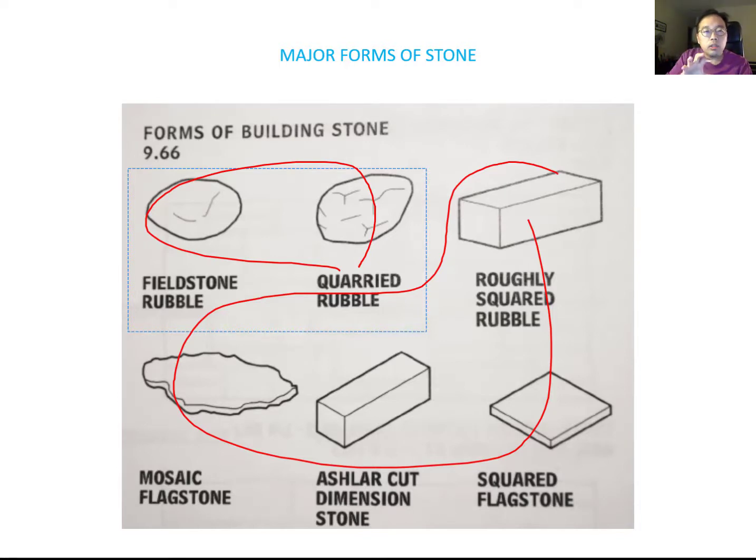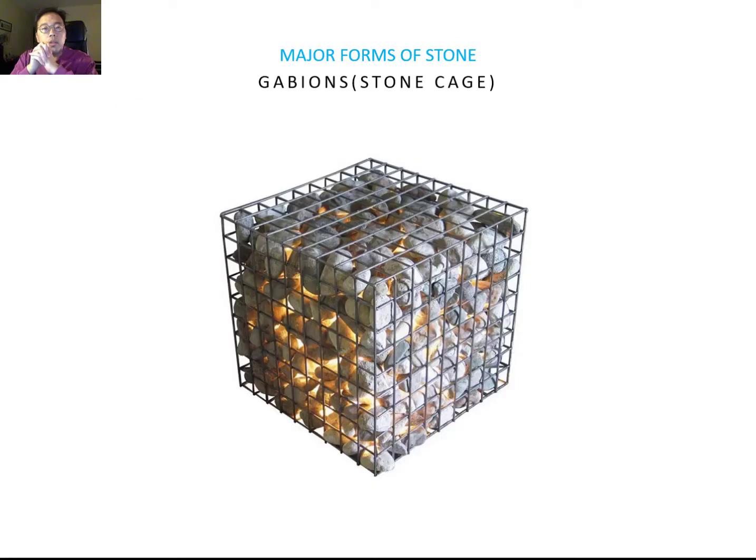So let's look at the fieldstone and quarried rubble stone type first. So let's talk about the gabion. It is usually stone that is put into a cage. Gabion is an Italian word, which is gabbione. Gabbione means big cage.